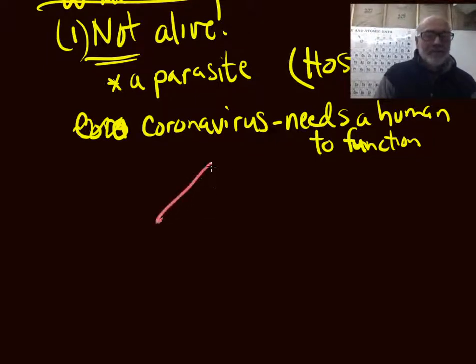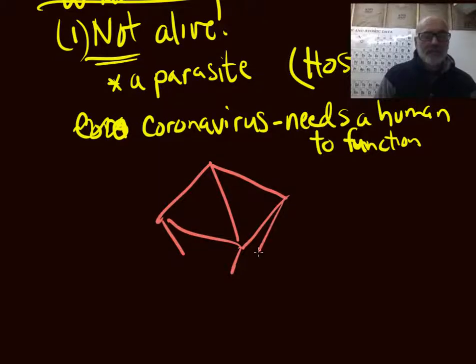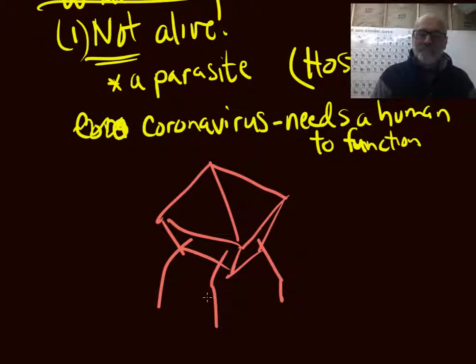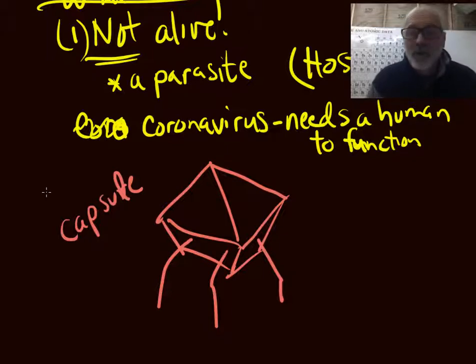A virus has a capsule, which is basically like a lunar lander. They have high-powered microscopes now that can see these things, and they actually have legs that come out that it can stand on, and that's called a capsule.